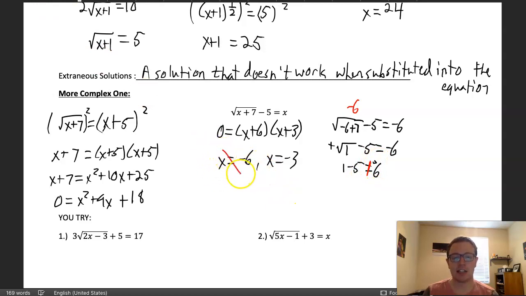That means that negative 6 is an extraneous solution. It means that we cancel this out, and the only solution we could possibly have left is x is equal to negative 3. Of course, we're going to need to check this one as well.